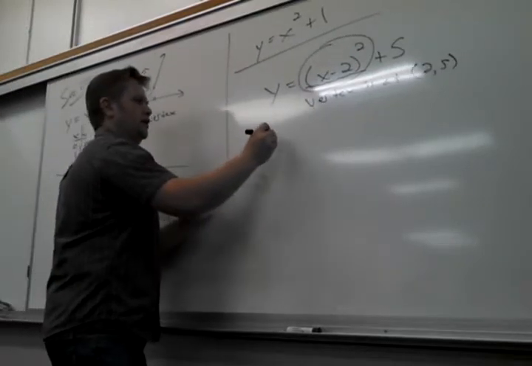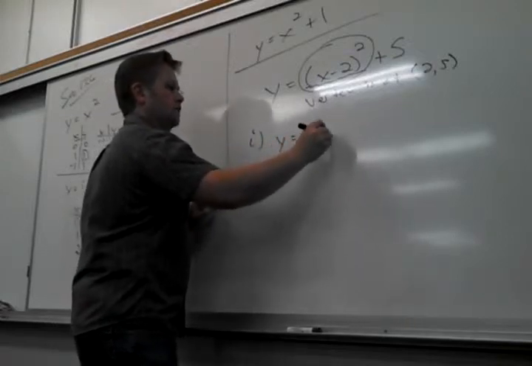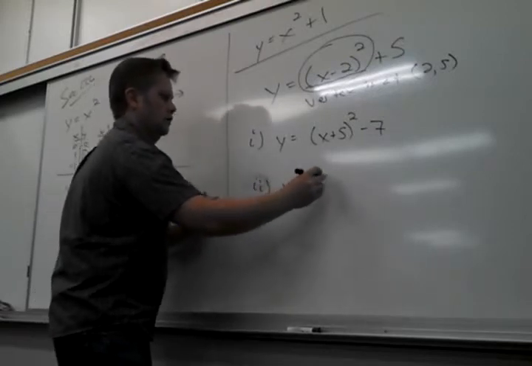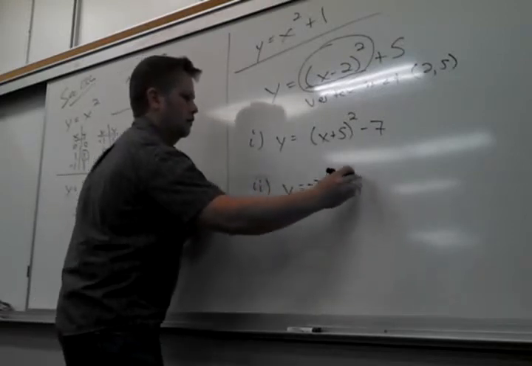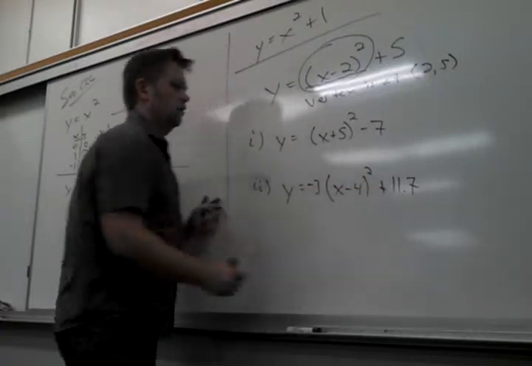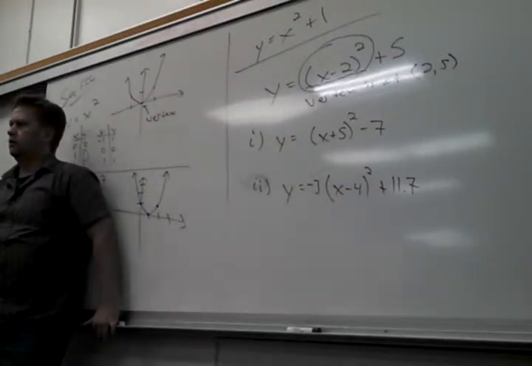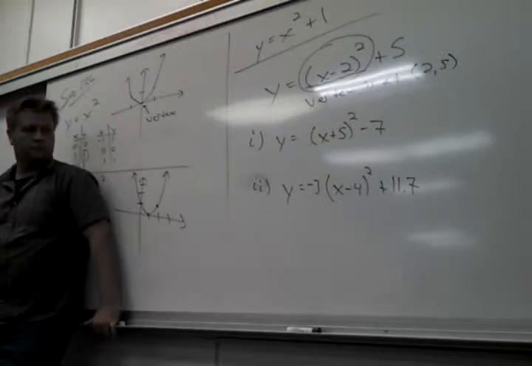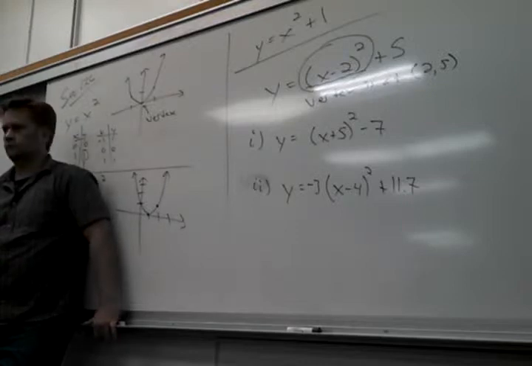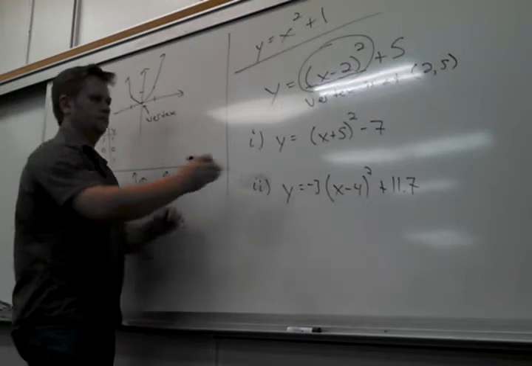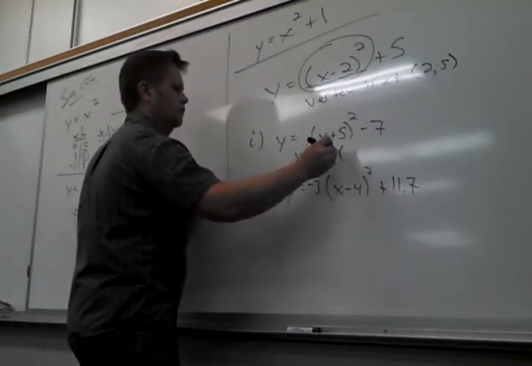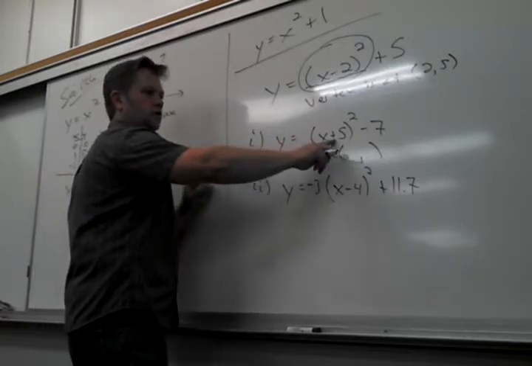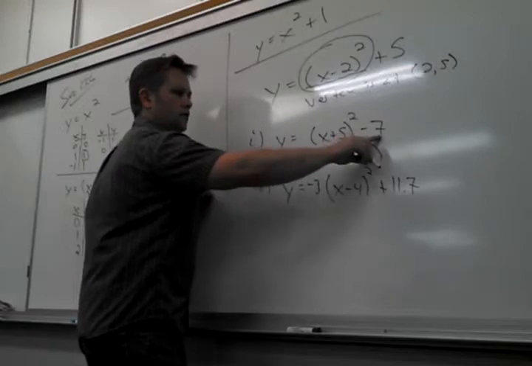Let me give you a couple lightning round problems here. Just want to know where the vertex is? Yeah, just where's the vertex? Good, because it goes back 5, down 7.